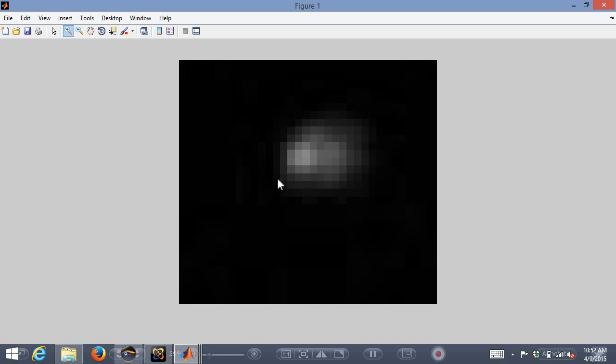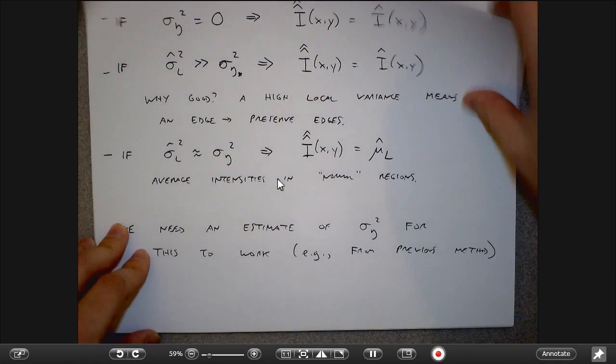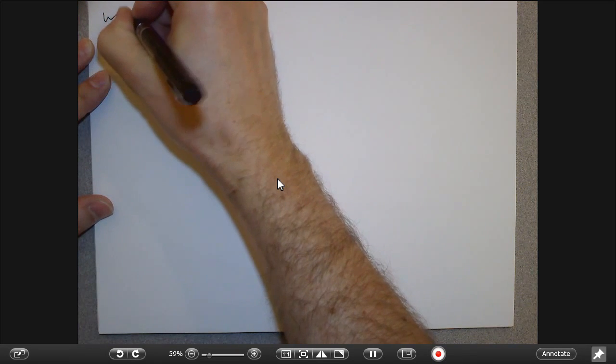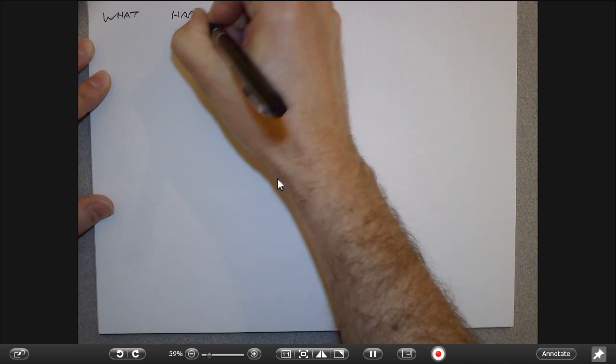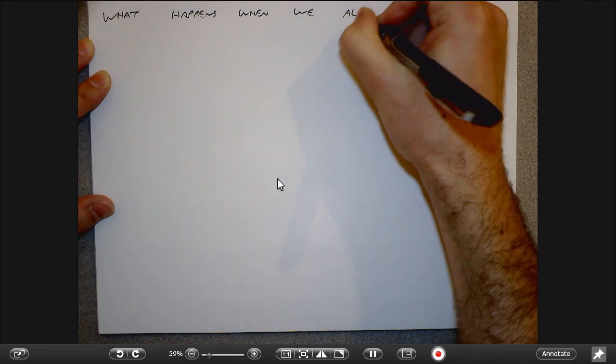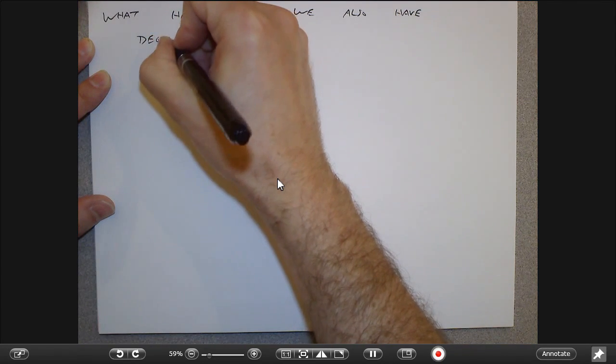And this is a clue that tells me that the image was blurred as well as noised out, right? Because I kind of expect this to be a nice sharp point. Like when I look in the sky with a telescope, I see these nice sharp stars, right? And so this is a clue that helps me de-blur the image. And so let me talk a little bit about this de-blurring process. So what happens when we also have degradation?